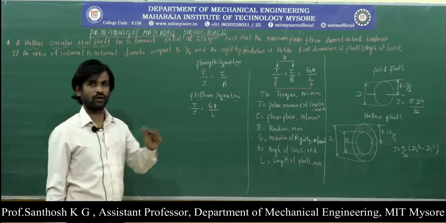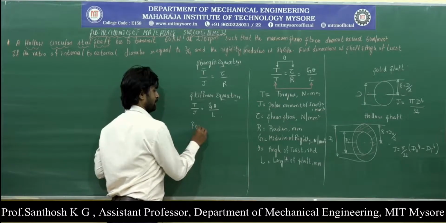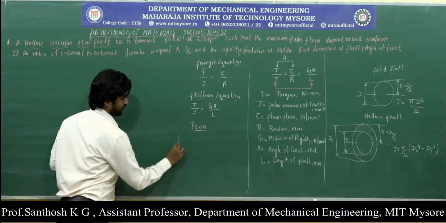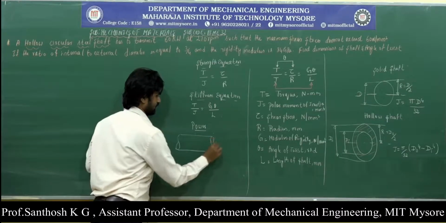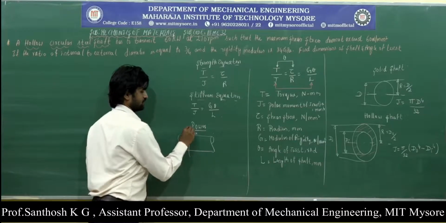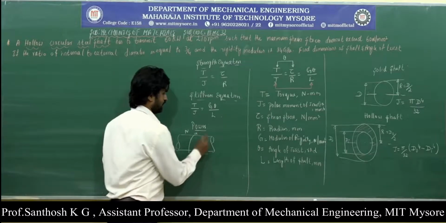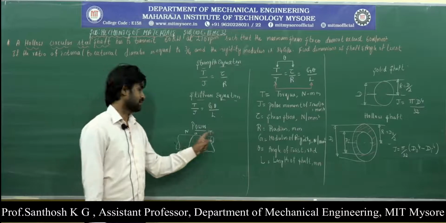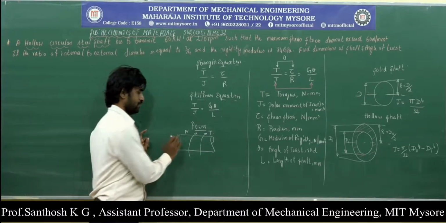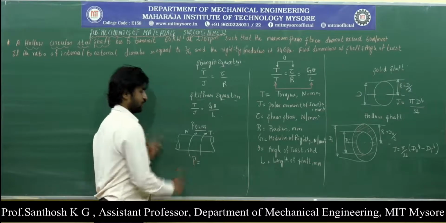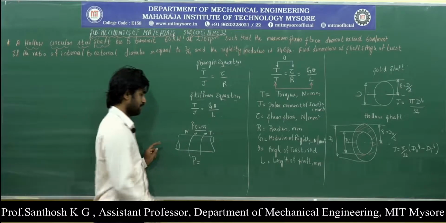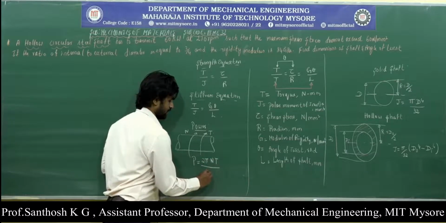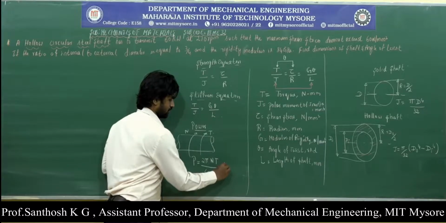Then we will be using one more equation, which is the power equation. Suppose you have a shaft like this rotating at speed N rpm, and while rotating at N rpm it is transmitting the torque T. Then the amount of power transmitted by this shaft will be equal to 2 pi N T divided by 60,000 kilowatts.